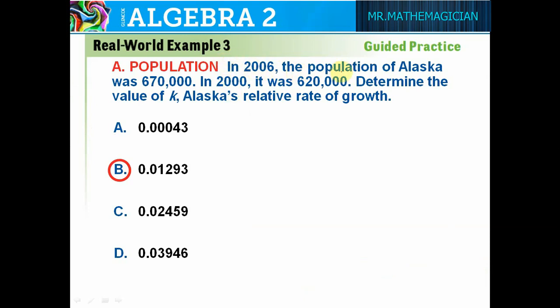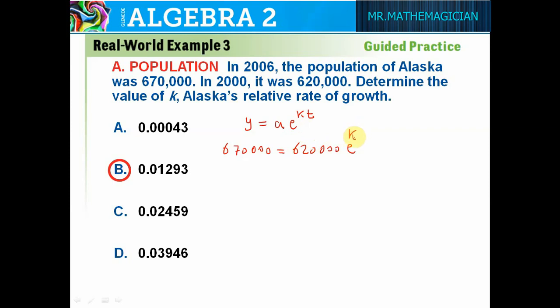In 2006, the population of Alaska was 670,000. In 2000, at the beginning, it was 620,000. Determine the value of k, Alaska's relative rate of growth. So we start with y equals a e to the kt, and we put here the new amount in 2006, which is 670,000, equals a, the original amount in 2000, 620,000, e to the power of kt.